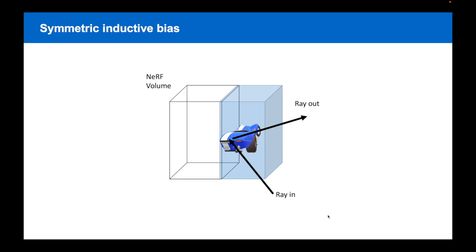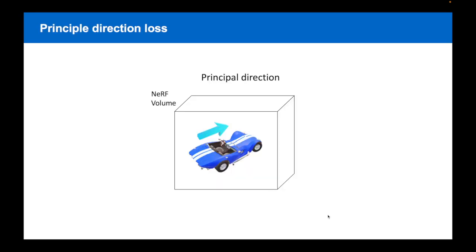And during the rendering process, rays are reflected off this plane, querying only half the NeRF volume and mirroring the other half. This is a very strong constraint and locks one of the three rotational axes. For the other axes, we use a principal direction loss.